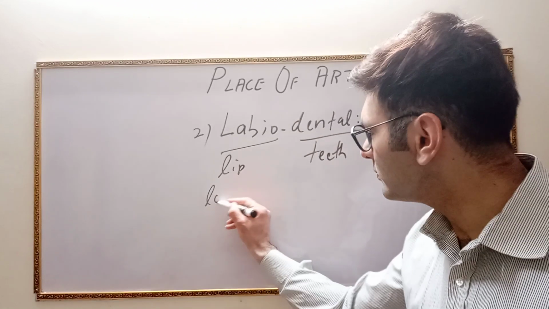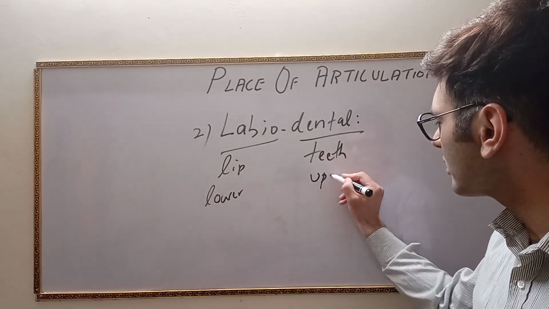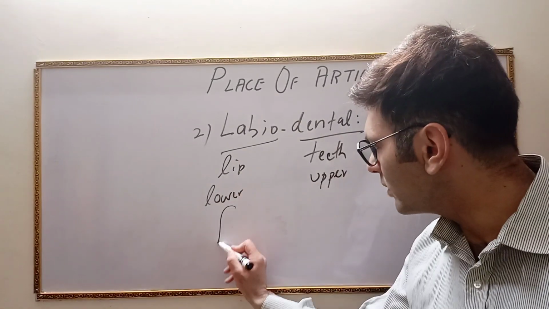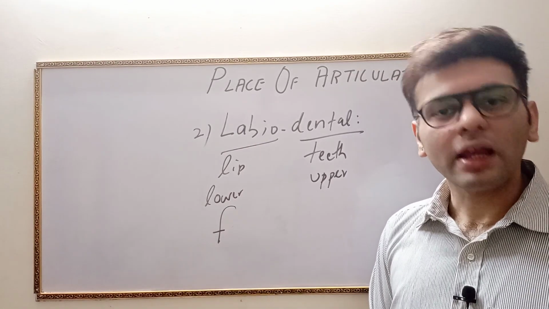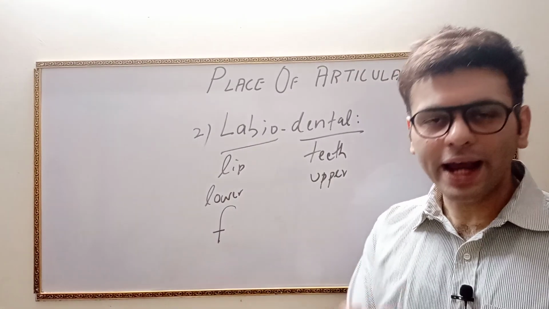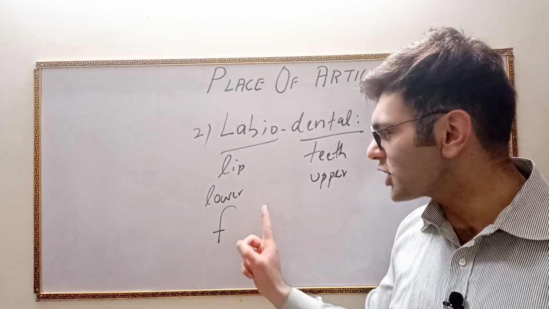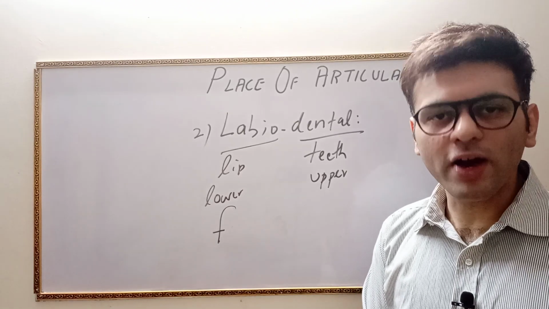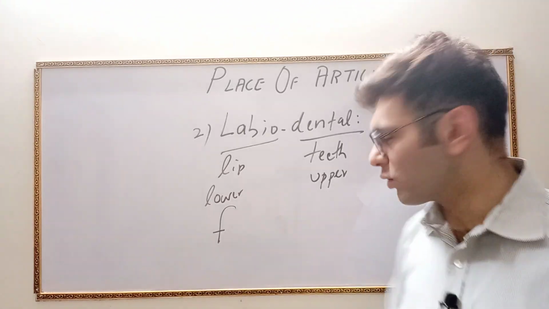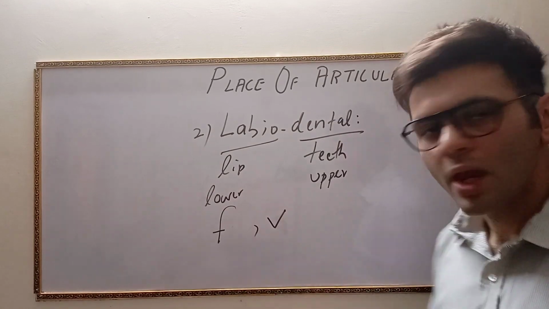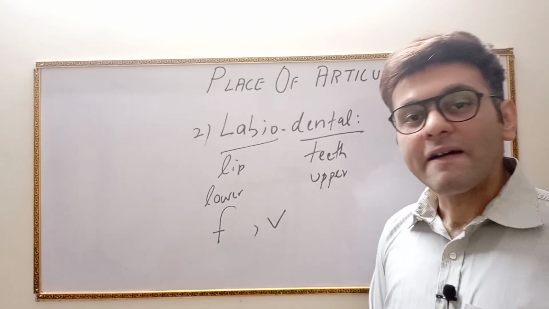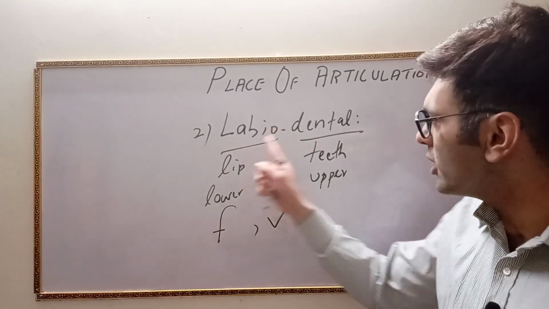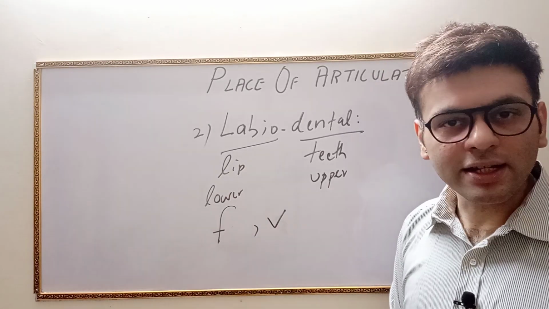So, lower lip and upper teeth. Now, what are those sounds? Let me state them. F. The first sound is F. If you look at my mouth, I can utter the sound with the help of the lower lip and upper teeth, like F. So F is the first sound. What is the second one? V. F, V. These two belong to the classification of labiodental. So they are labiodental sounds.